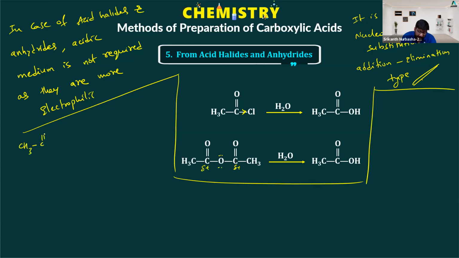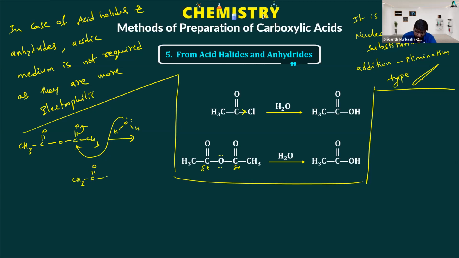Take CH3 C double bond O. I will be taking the anhydride, O C double bond O CH3, and doing the reaction with H2O. So the lone pair of electrons present on oxygen will be attacking the carbon. The pi electrons of the C double bond O are to move away. We will generate what?